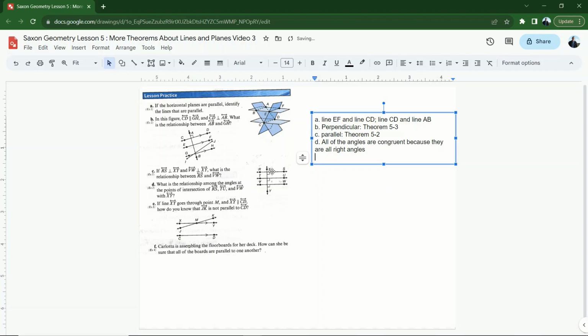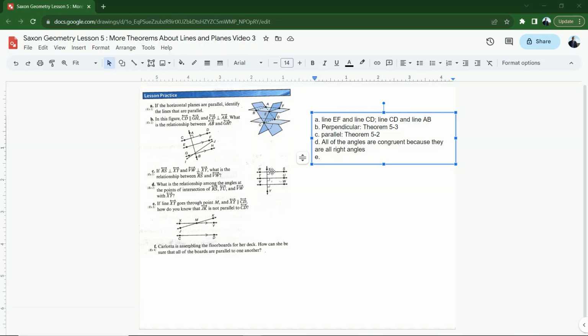Let's take a look at E. Letter E: if line XY goes through point M and XY is parallel to CD, how do you know that JK is not parallel to CD? Well, actually, JK is parallel to CD. JK, sorry. Anyway, what we actually know to be true, according to the parallel postulate, is that through a point not on a line, there exists exactly one line through the point that is parallel to the line.